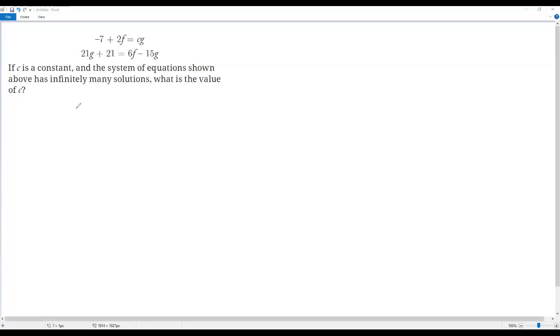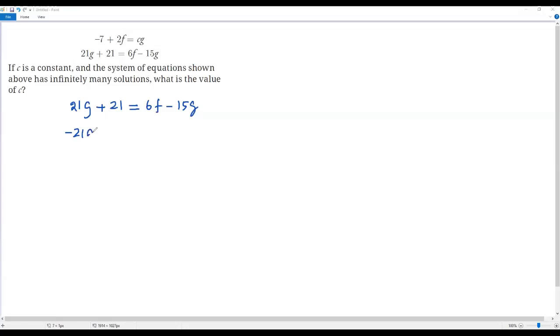Let me take the second equation over here: 21g + 21 = 6f - 15g. Apart from simplification, we have to get the second equation in the form of the first equation. When I look at the first equation, I find the constant and the variable f on the left side and g on the right side. So let's do the same thing here: keep the constant and f on the left side and g on the right side in the second equation. For that, first I have to get rid of the g on the left side.